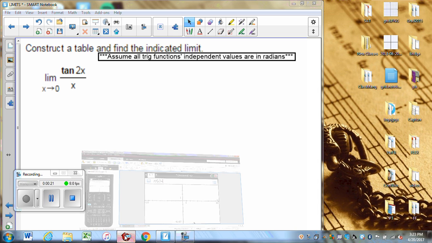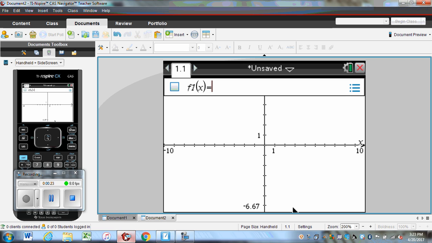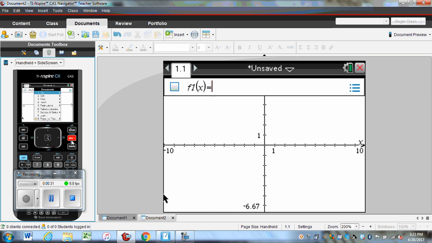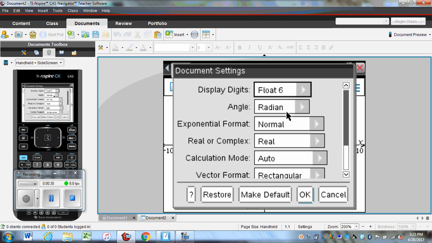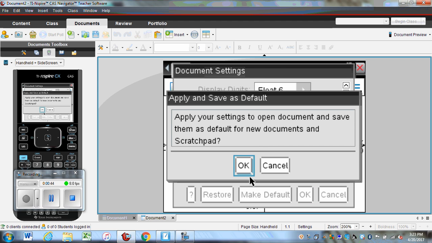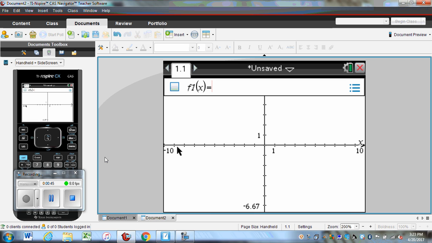Okay, so I'm going to jump over to this software here so that we can look at the graph of this tangent 2x over x. First thing you want to do is go to document settings, make sure you're in radian mode. You might be in degree mode from this last unit. You want to make that radian mode and you want to click make default. Okay, that's first and foremost.